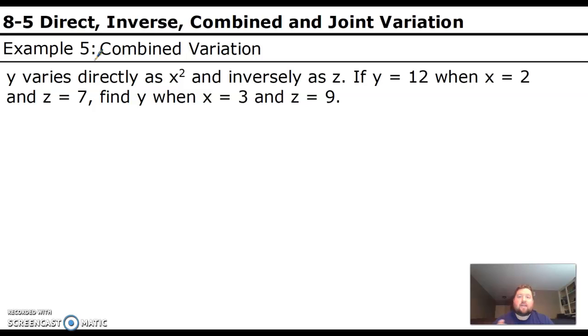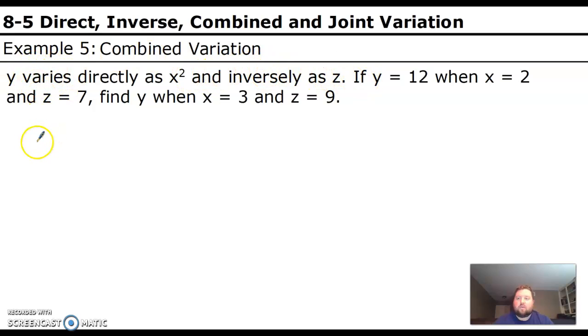Joint variation is a type of combined variation, but it's a very specific type that has that same equation every time. All right, as you'll see with this problem, the equations can be different based on what they're saying. So as with the other equations, we're going to have a k for a constant. We're going to have something in front of the word varies. So y varies directly as x squared and inversely as z.